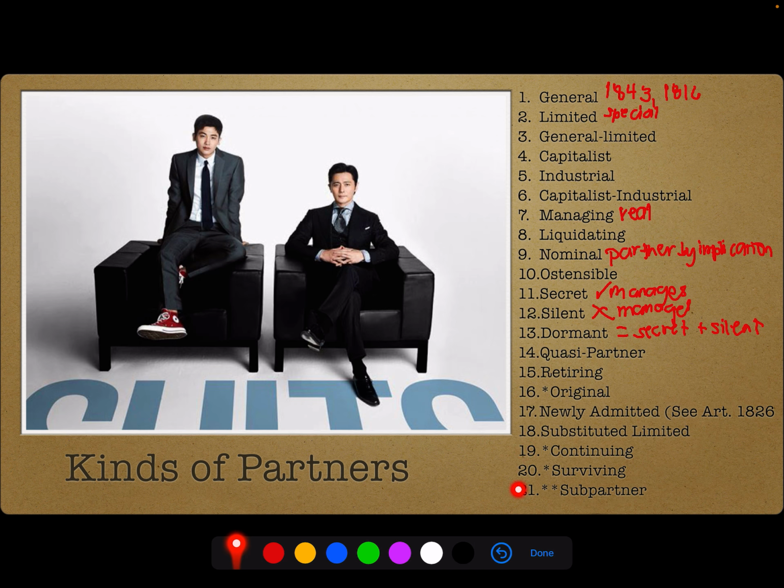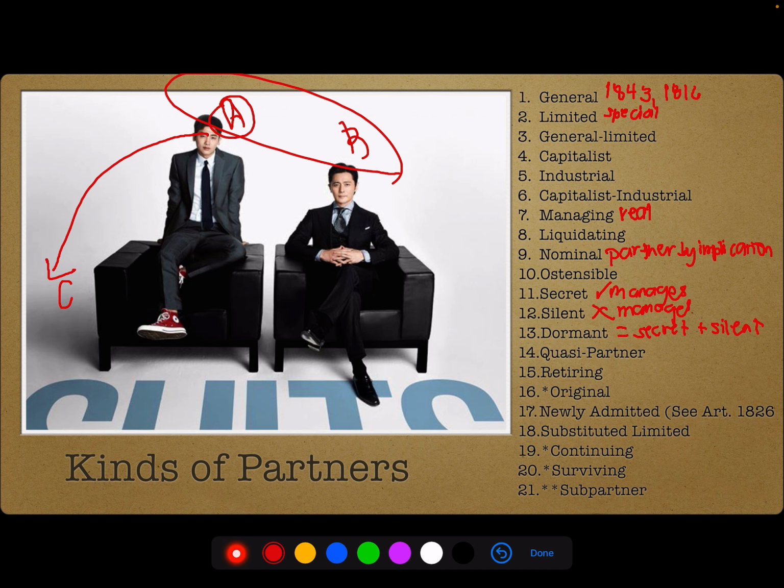And 21, a subpartner. One who, not being a member of the partnership, contracts with a partner with reference to the partner's share in the partnership. So this is when, for example, A and B enter into a partnership and A assigns his rights to C. Say this is A, this is B, they enter into a partnership and A only assigns his share to C. C is only a sub-partner.